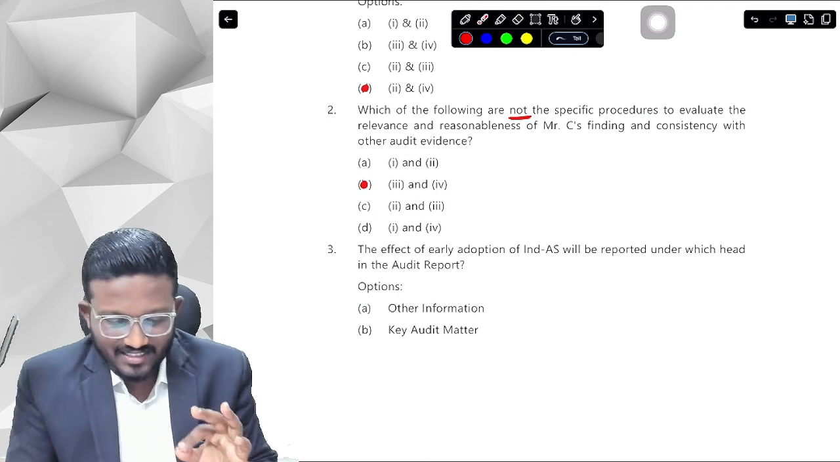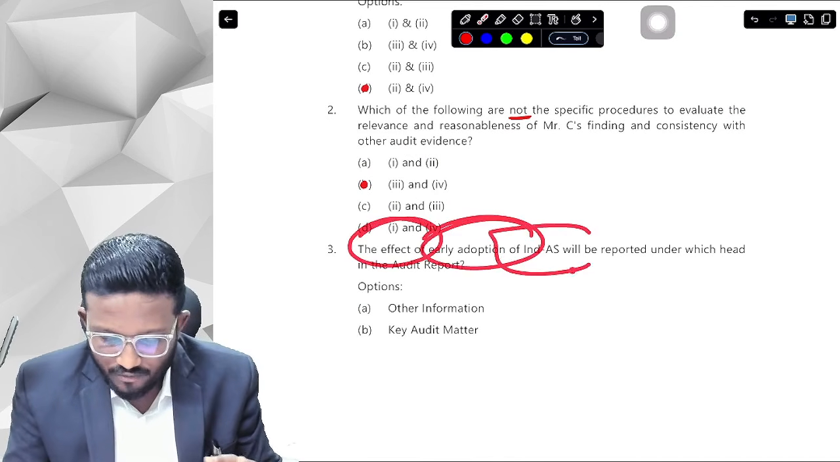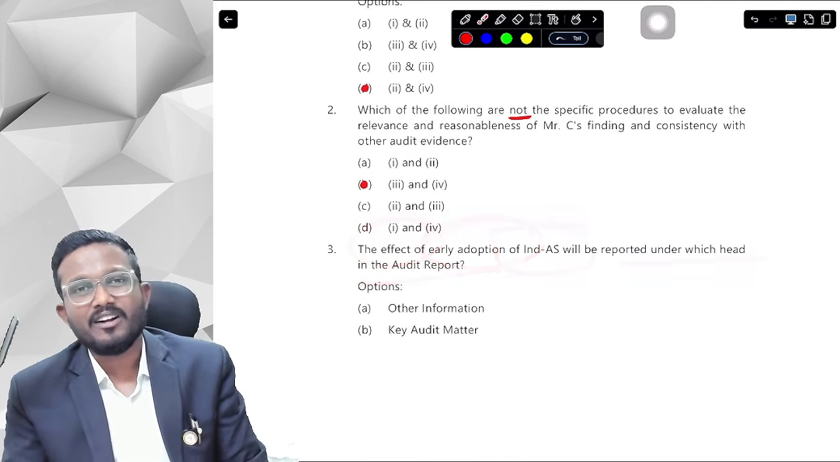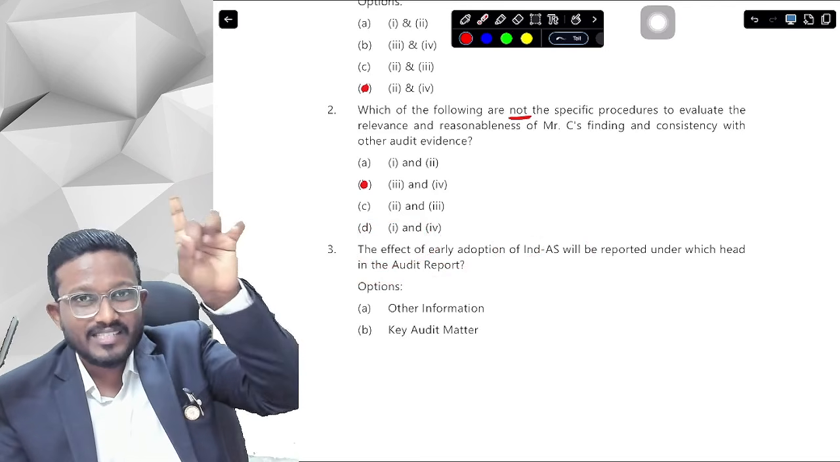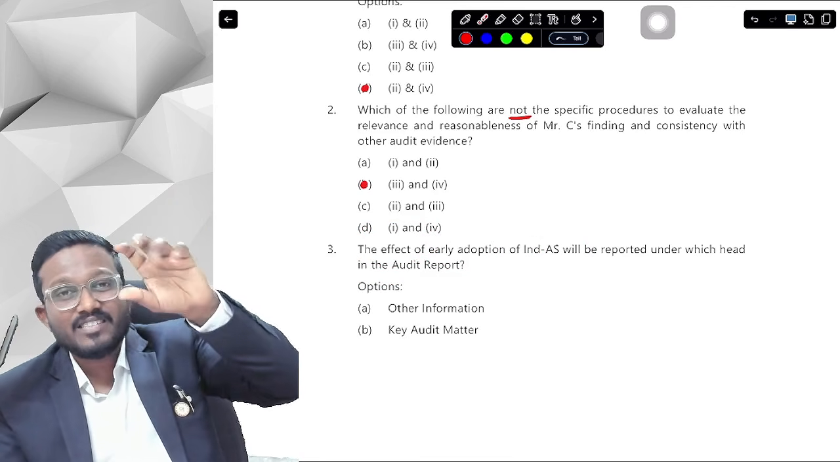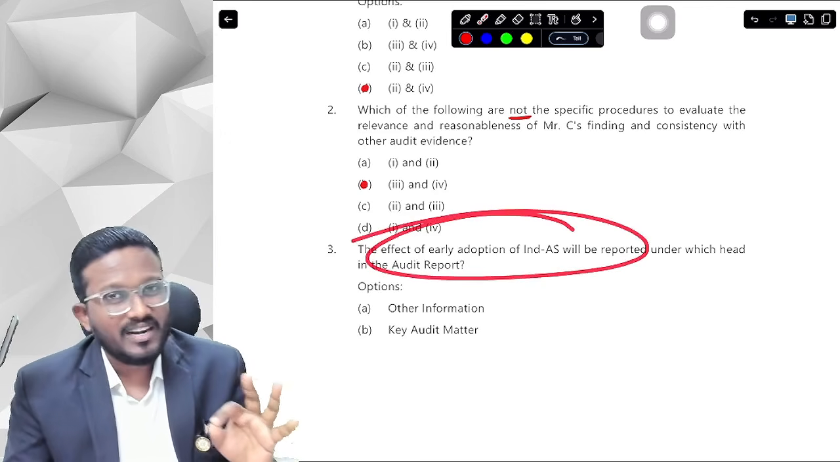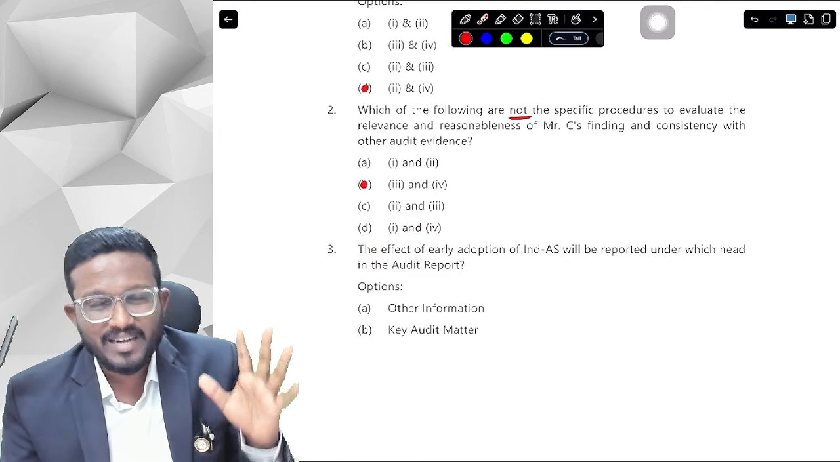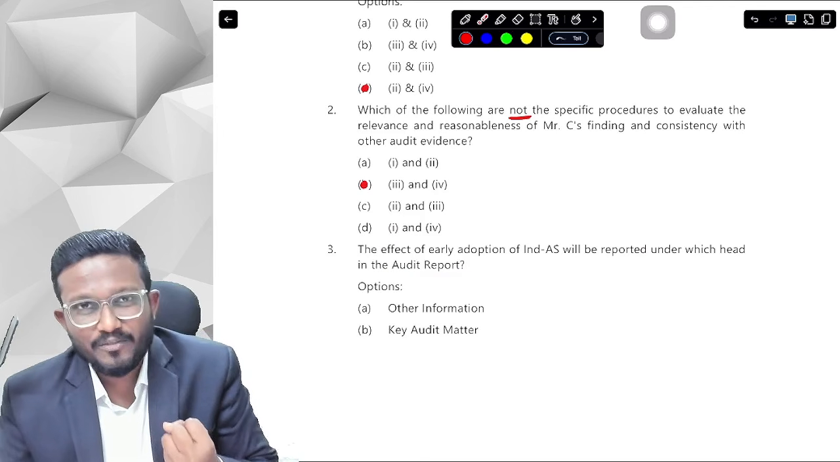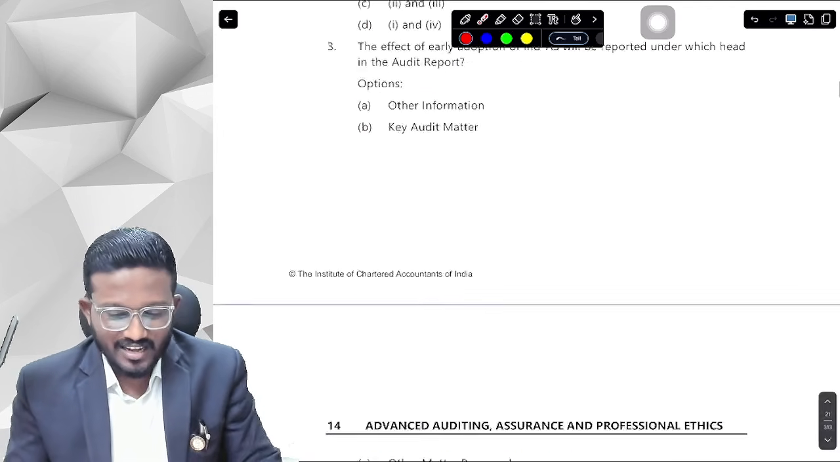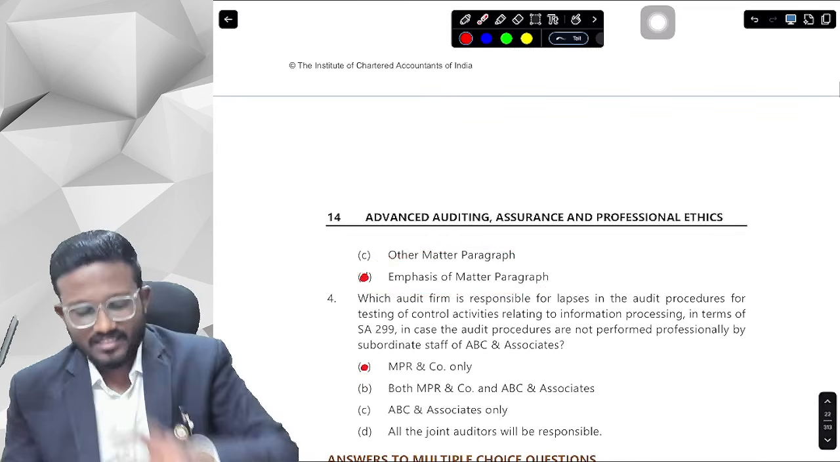Okay, yes, sir. Next is what is the effect of early adoption of Ind AS? How will it be reported in our auditor's report? We have already discussed in SA 706 the examples of circumstances when EOM will be necessary, and in that particular example, one example is early adoption of Ind AS. That will be already disclosed in the financial statements, and it is fundamental to users' understanding of the financial statements. Therefore, it will be disclosed under the emphasis of matter paragraph.